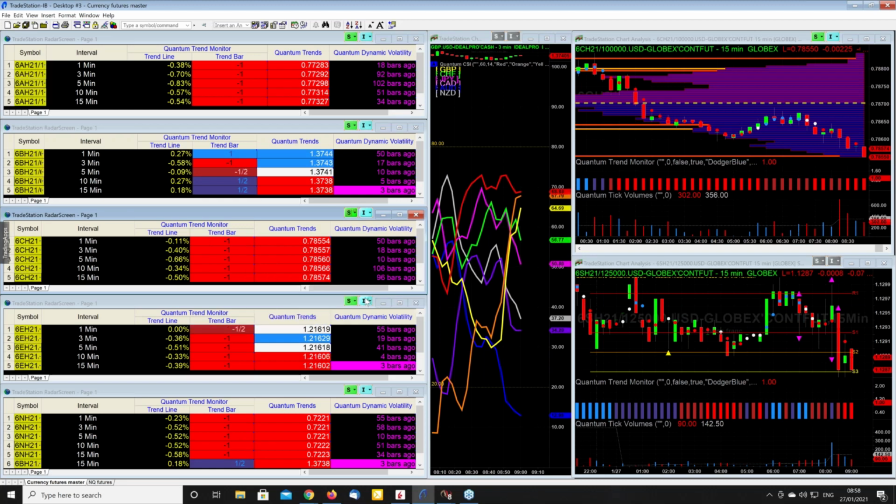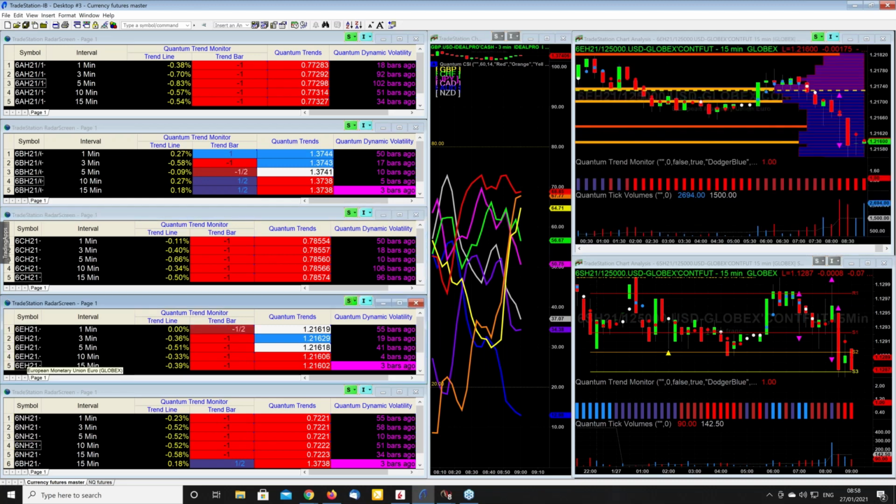And the other thing with it, as you can see on the right-hand side here, we've got the quantum dynamic volatility here. So this gives you an immediate view on what is going on. When was my last volatility trigger? If we go down to the 6E here, apparently there was one 3 bars ago. There we go, it's up here, you can see it there.